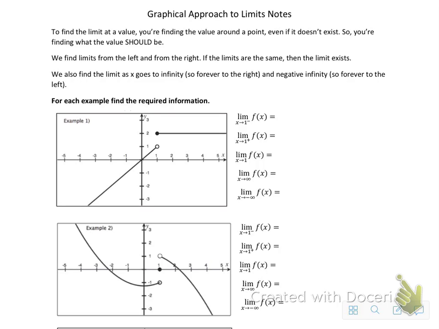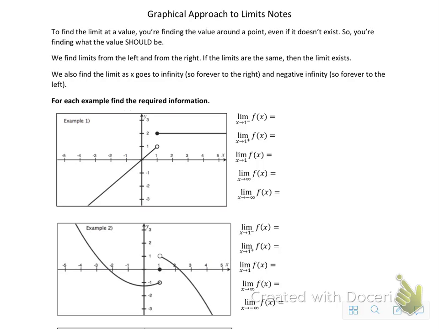Now, we're going to find a left-hand limit, which is finding what's happening from the left, and a right-hand limit, which is finding what's happening from the right. Now, if the limit exists, then they have to be the same. Okay, so essentially, if the function is continuous there, the limit exists. Now, it doesn't have to be defined there for the limit to exist, and I'll show you that. But as long as it goes to the same value, the limit exists. Then we're going to look at the limit as x approaches infinity, which is forever to the right, and negative infinity, which is forever to the left. And I'll show you exactly what that looks like in all of these examples.